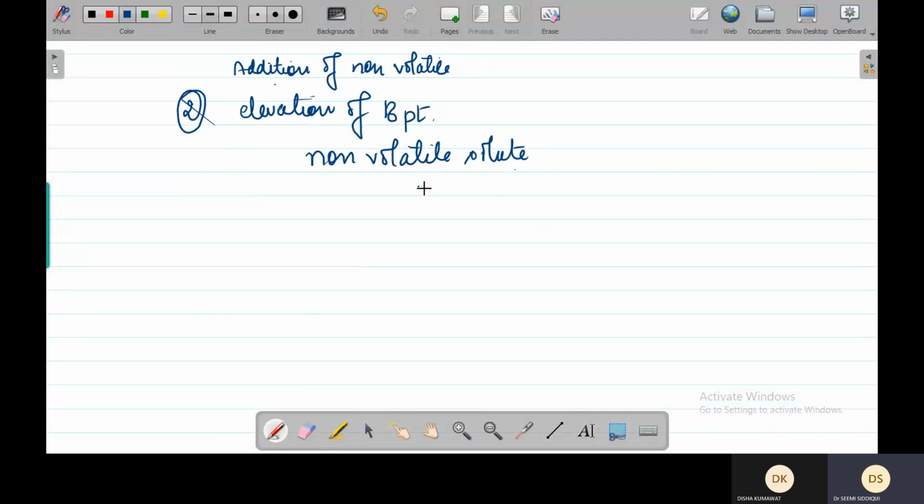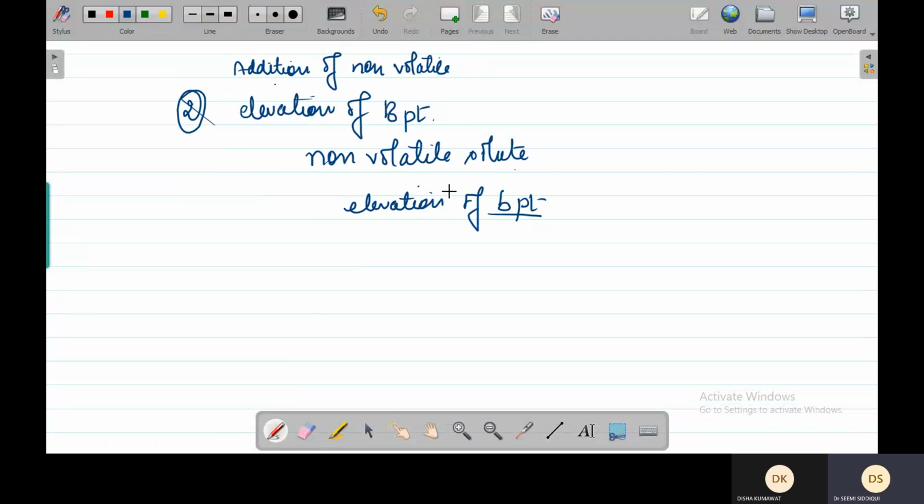Now the difference that comes between the boiling point of the solution and the temperature of the pure solvent, that difference in temperature is going to be called the elevation of boiling point. Okay.